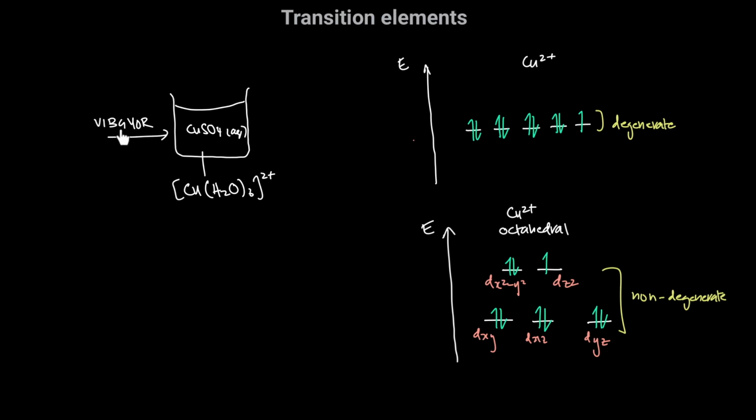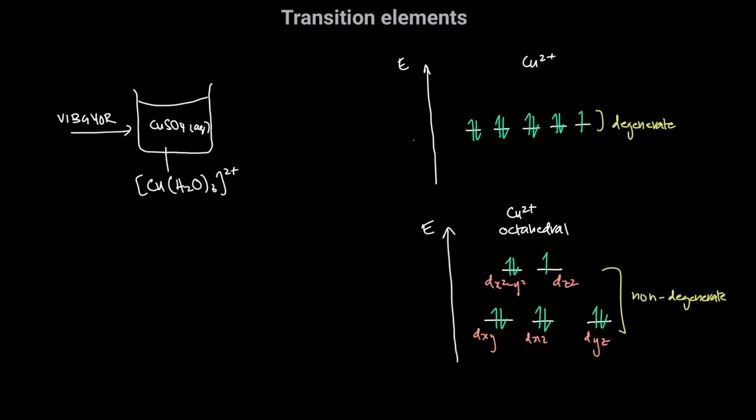Now, as white light passes through the solution, white light is a mixture of all of these colors, and specific colors are absorbed by the complex ion. A specific frequency of light is absorbed by the solution.